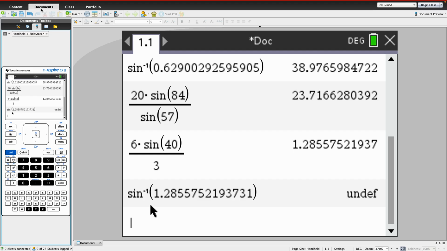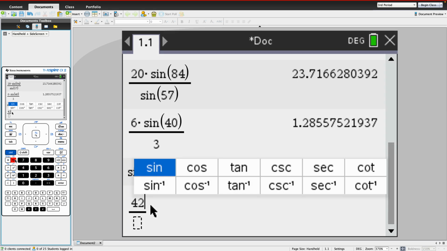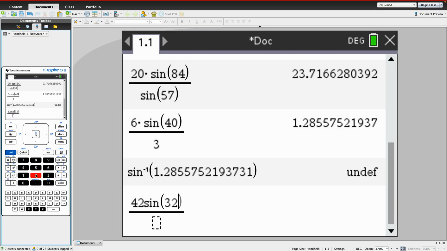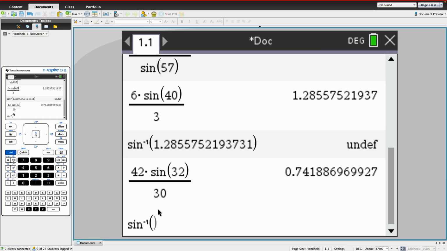So here we go. Let's go 42 sine of 32 over 30. Okay. I'm going to do an arc sine of that, or inverse sine of that.